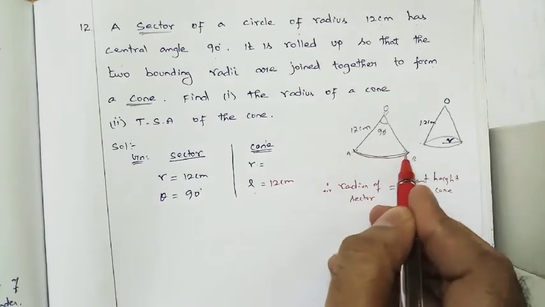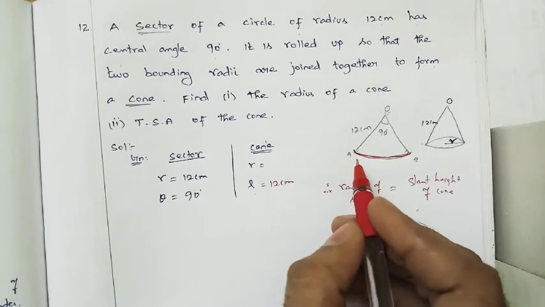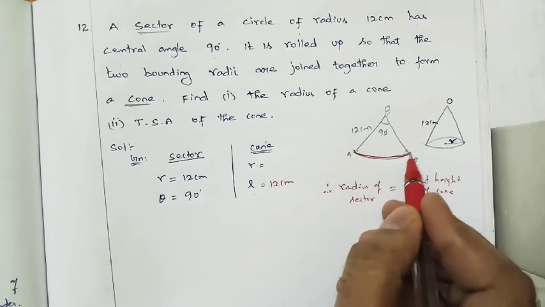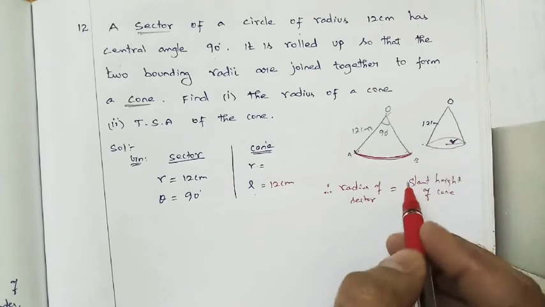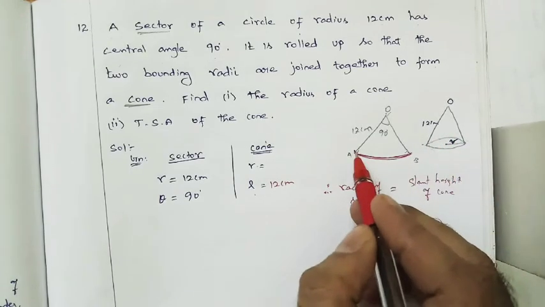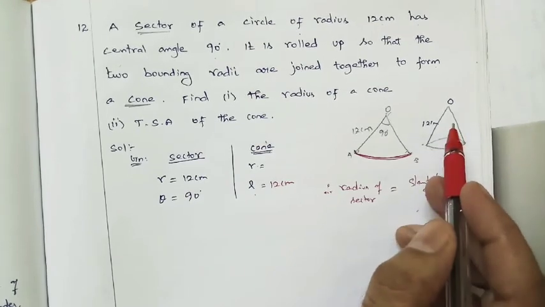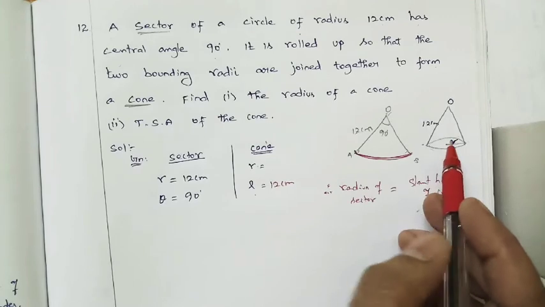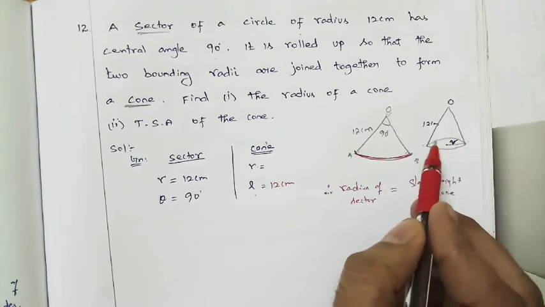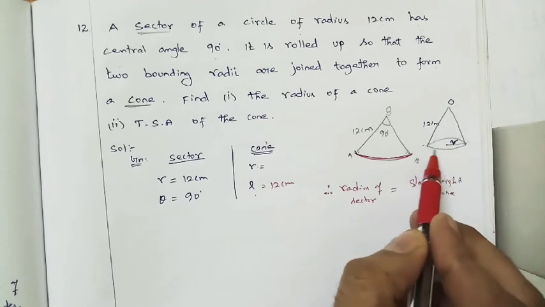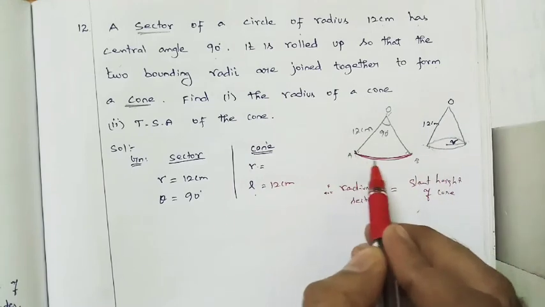AB is what? The length of arc of a sector. The length of arc of a sector is nothing but the circumference of the base of the cone, right? What is the shape of the base of the cone? It is nothing but a circle. The circumference of the circle is equal to the length of the arc.